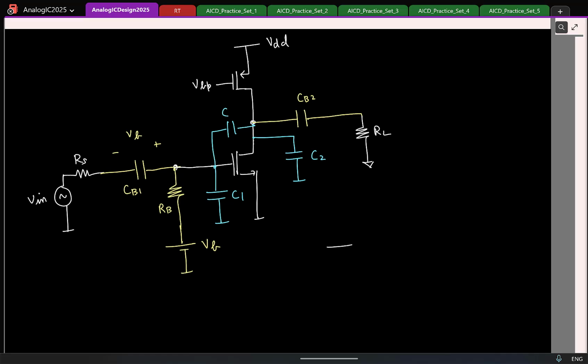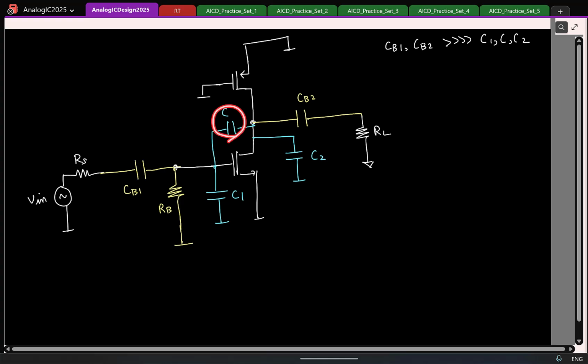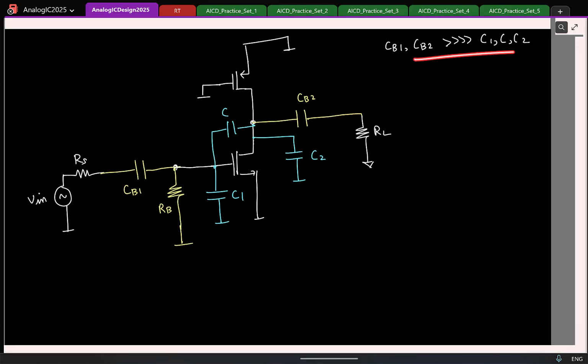Let me erase this. Let me quickly draw the small signal part alone. So supply VDD is grounded. The bias voltage is also grounded for small signals. This is also grounded. Great. Now we already know that the capacitors CB1 and CB2 will be really large compared to the parasitic capacitors you have. To give some numbers, parasitic caps might be in the order of a few femtofarads. These may be in the order of nanofarads or microfarads off chip. So no comparison between these two.